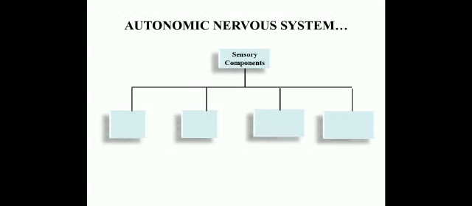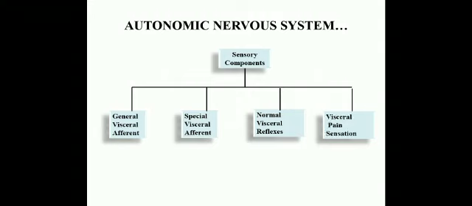The sensory components include general visceral afferent, for example hunger, thirst and nausea, and the special visceral afferent, the smell and taste. The sensations for normal visceral reflexes, for example the carotid sinus and Hering-Breuer's reflex, and the visceral pain sensations. So, the sensations of the autonomic nervous system are conveyed to the central nervous system by both viscerosensory and somatosensory fibers.